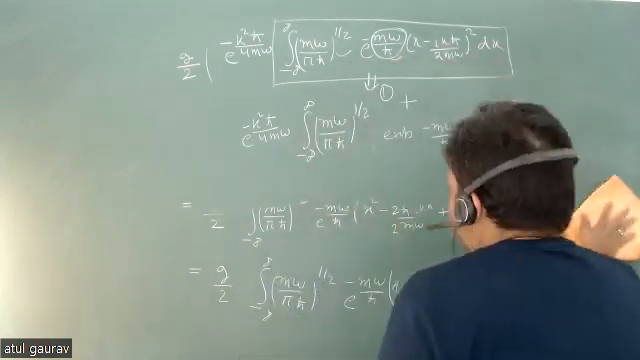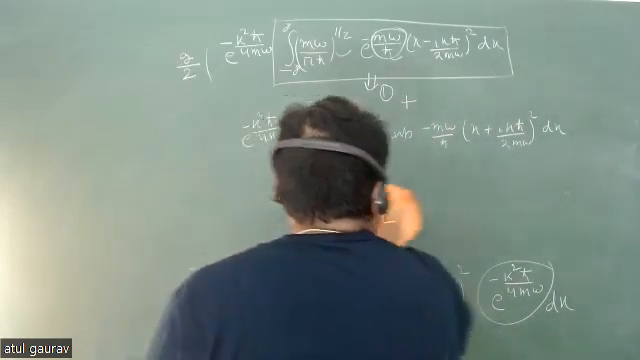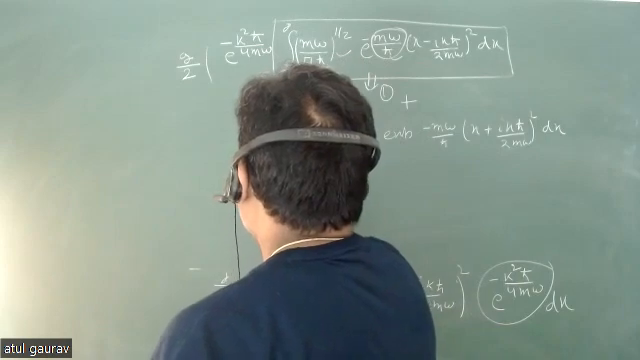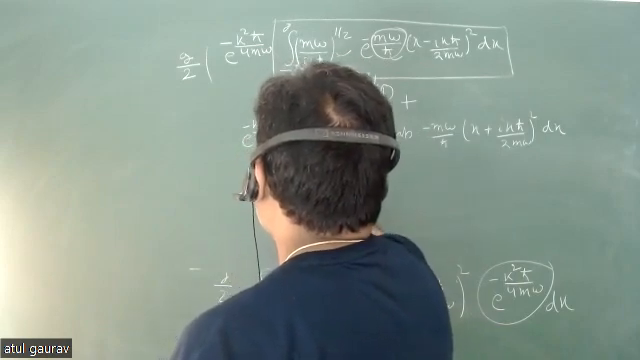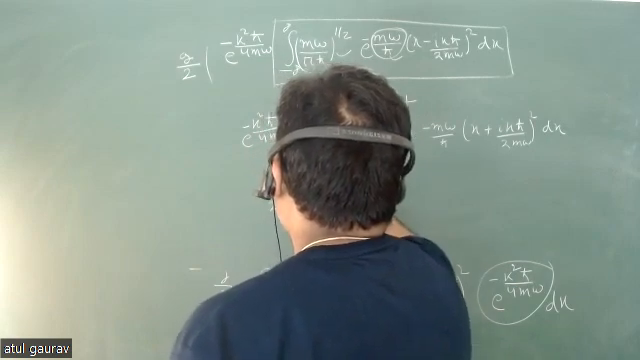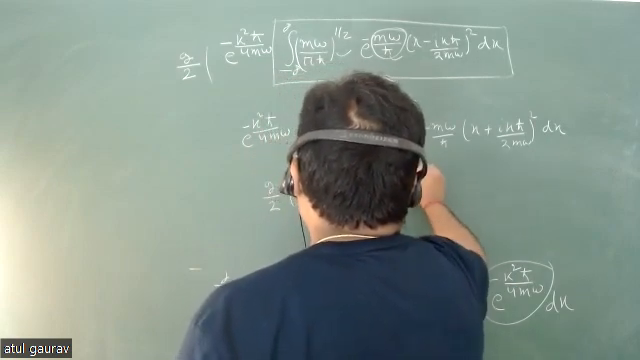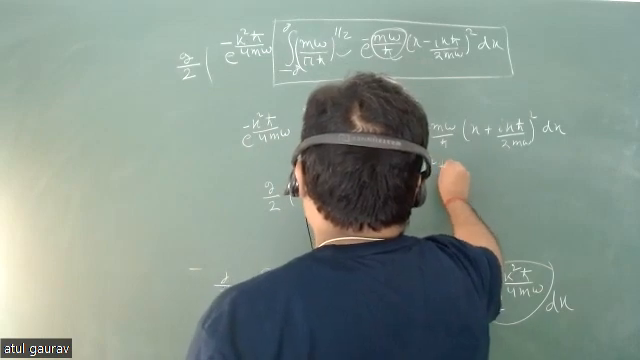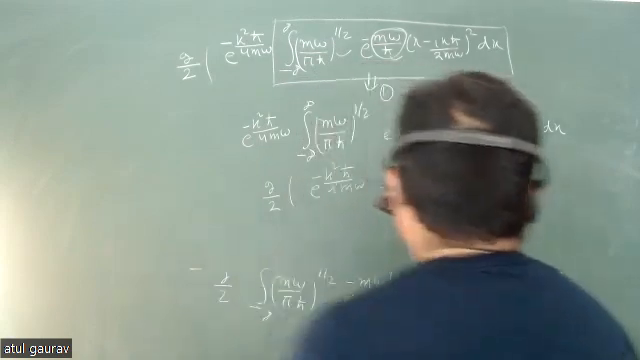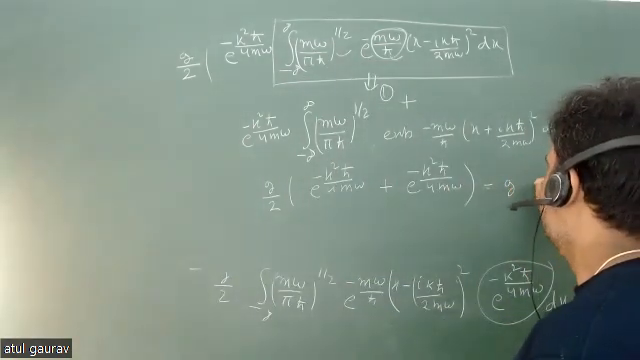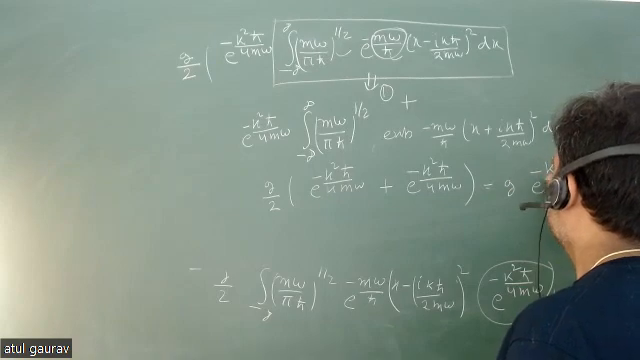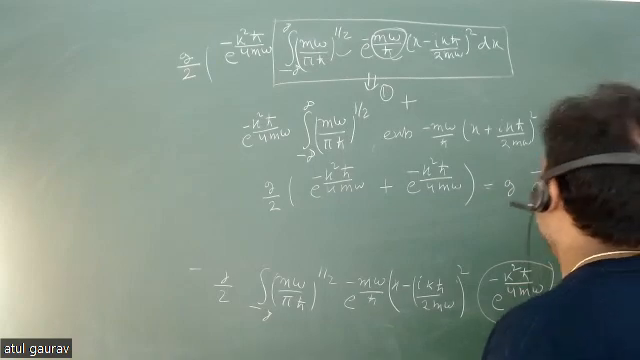इन दोनों को आप ऐड करोगे, then what you will get? You will get g by 2. The first integration is e to the power minus k square h cut upon 4m omega plus e to the power minus k square h cut upon 4m omega, and this value is equal to g times e to the power minus k square h cut upon 4m omega.